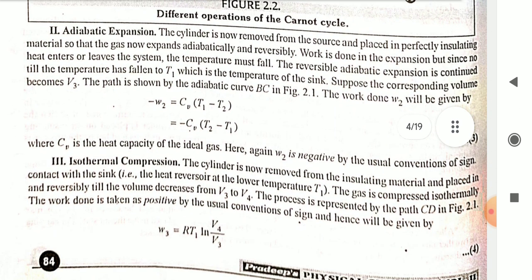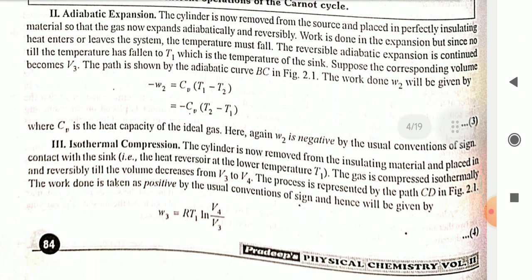Second, adiabatic expansion. The cylinder is now removed from the source and placed on perfectly insulating material so that the gas now expands adiabatically and reversibly. Work is done in the expansion, but since no heat enters or leaves the system, the temperature must fall. The reversible adiabatic expansion continues till the temperature has fallen to T1, which is the temperature of the sink. Suppose the corresponding volume becomes V3 and the path is shown by the adiabatic curve BC.